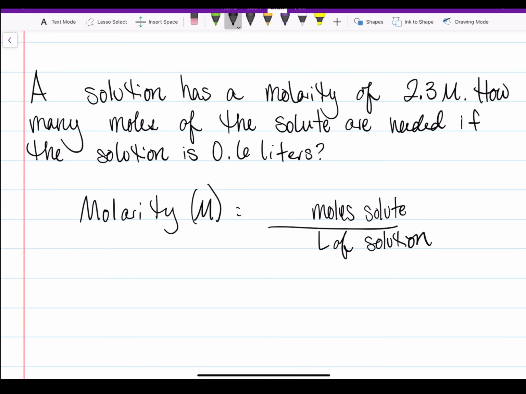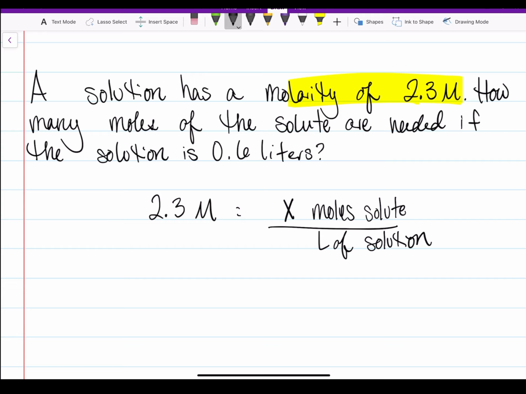All right, let's go over this problem. So when we are reading, it says molarity is 2.3, which means we're gonna sub in 2.3 right here. And then it says how many moles. So we're looking for moles, so we're gonna put an X there because that's what we're solving for. You could use any variable or leave it blank, however you wanna do your algebra is fine.